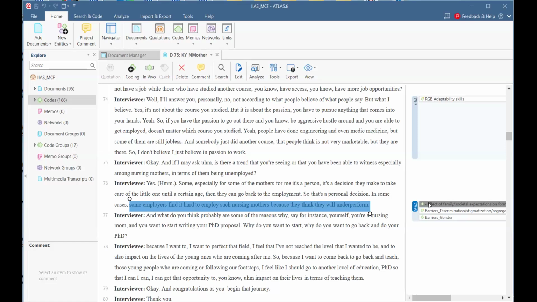In some cases, some employers find it hard to employ such nursing mothers because they think they will underemploy. So it says barrier and discrimination. Let's expand here.